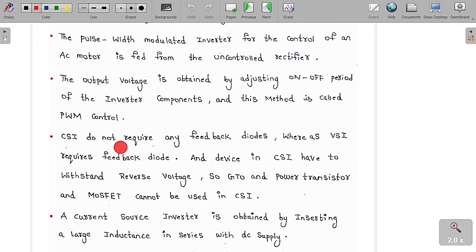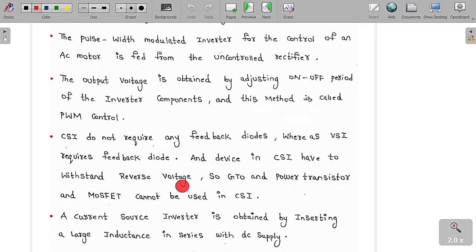CSI, the current source inverter, does not require any feedback diodes. In the current source inverter, we are not going to use any feedback diodes, whereas the voltage source inverter requires the feedback diodes. Yes, in the voltage source inverter, we are going to use the feedback diodes. And devices in a current source inverter have to withstand the reverse voltage.